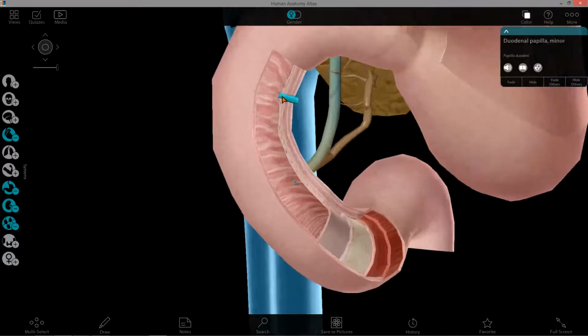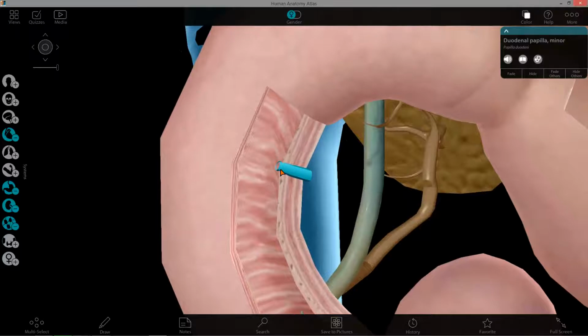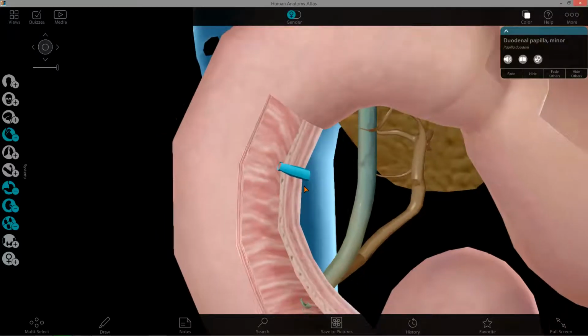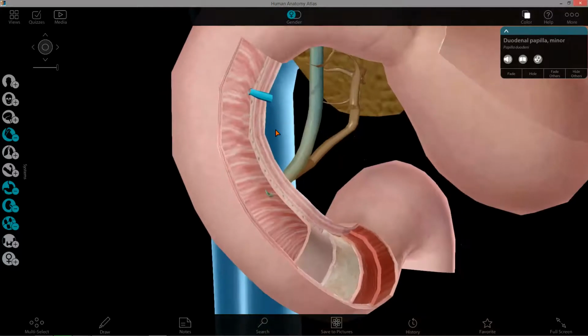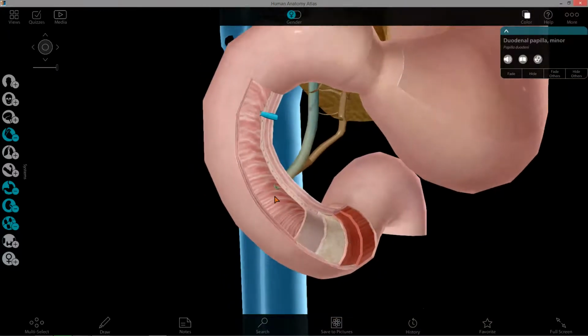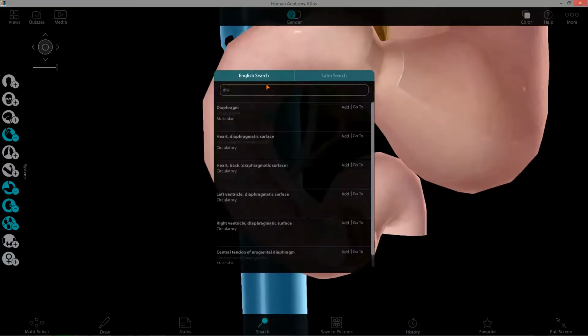One thing that you probably will have trouble finding is the minor duodenal papilla, which is an opening for the accessory duct of the pancreas. We weren't able to find it. I'd be pretty surprised if you can.